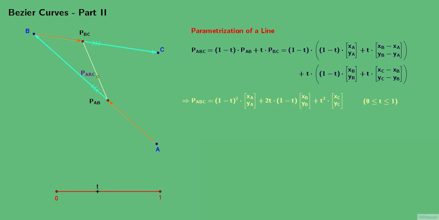Now we will show what the actual curve looks like. Starting at t equals 0, P sub ABC is the same as the point A. Sliding t along the interval from 0 to 1, the point P sub ABC proceeds to move towards B, but it does not pass through B, but then moves on to C, and eventually merges with C when t is equal to 1.